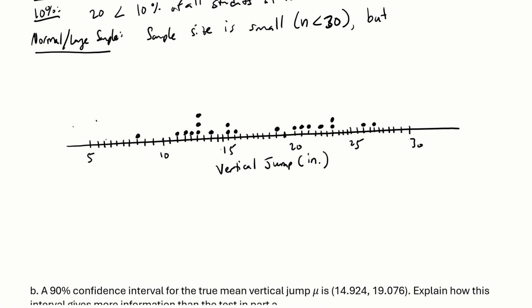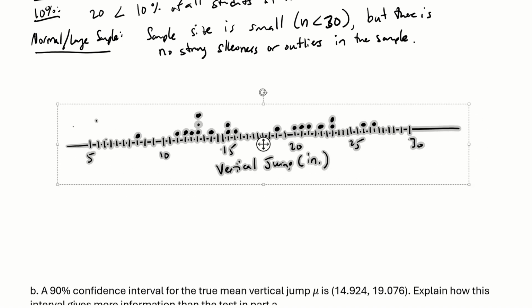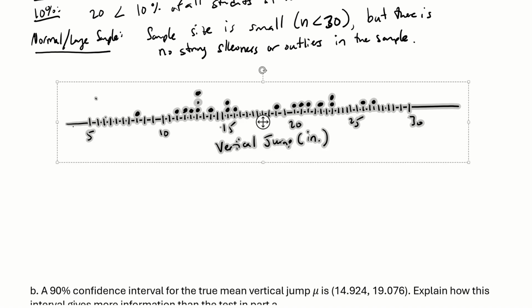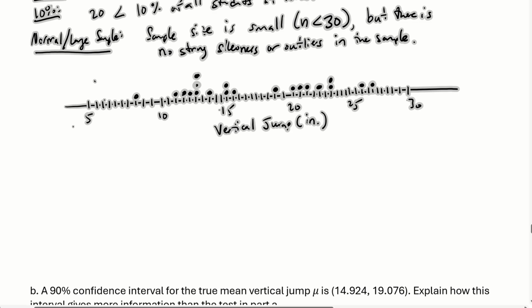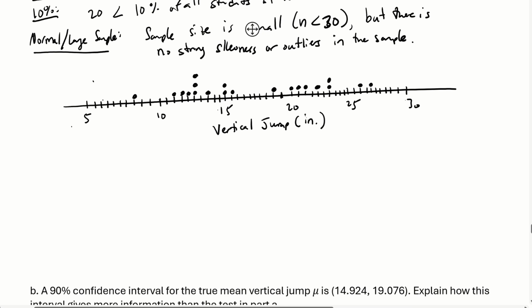Okay, all right, so now we can say the sample size is small, but if I look at that, there is no strong skewness or outliers in the sample. So it's reasonable to use the T procedure. This is taking up a lot of room, so I'm going to bring it up a little bit. There you go. All right, and then we'll go ahead and do the do stage.